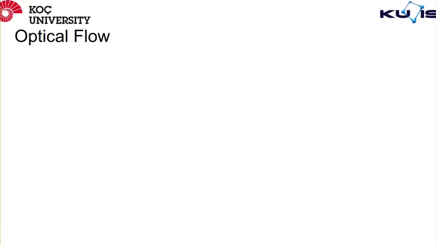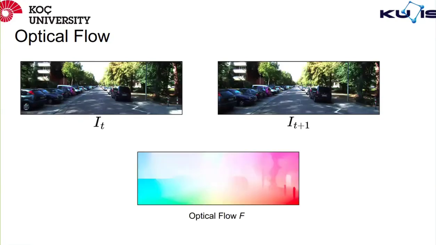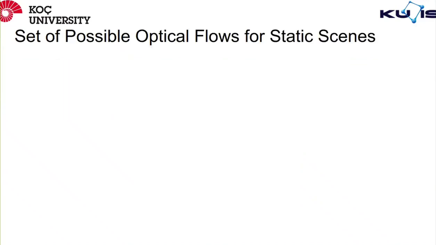Optical flow is the apparent 2D motion field observable between two images. In other words, it is the movement of each pixel between two images. For example, here, we can see the optical flow caused by the camera movement between the image at time t and t+1. Let us consider a static scene.